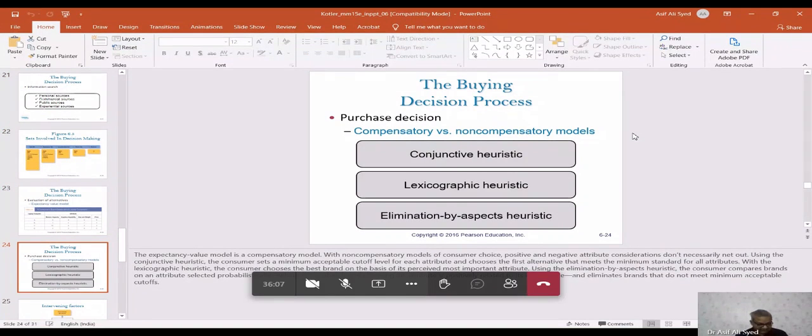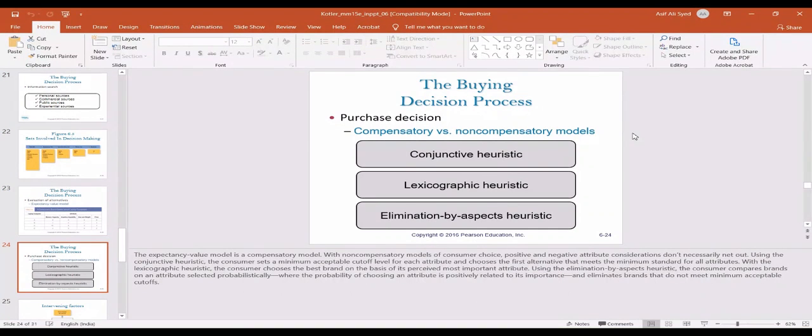Then there is something which is called the purchase decision, that is compensatory versus non-compensatory model. Now, there are certain compensatory and non-compensatory models, which, for example, use three approaches. First is conjunctive heuristics. The second is called lexicographic heuristics. And then the third happens to be elimination by aspect heuristics.